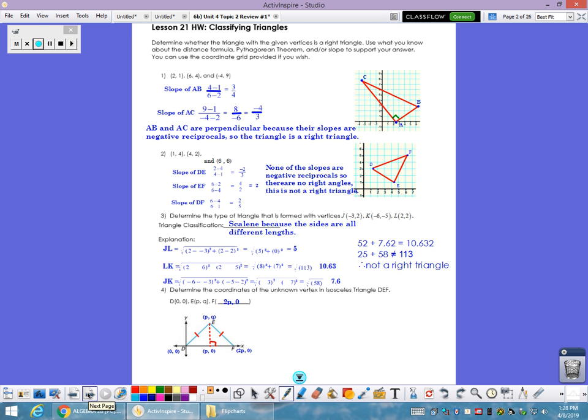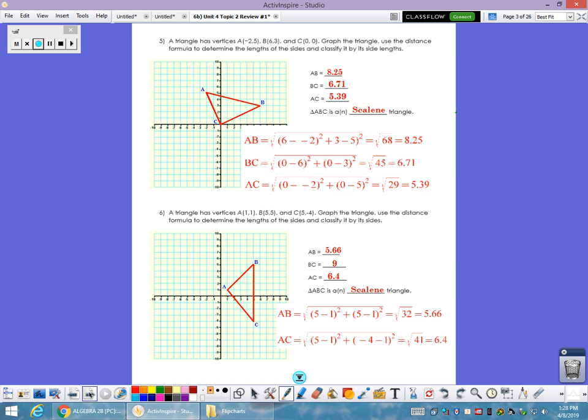All right, here are the homework answers. So I'm going to ask you to pause this. I'm not going to stay here very long, so pause it so you can check your work. And here is the other page.